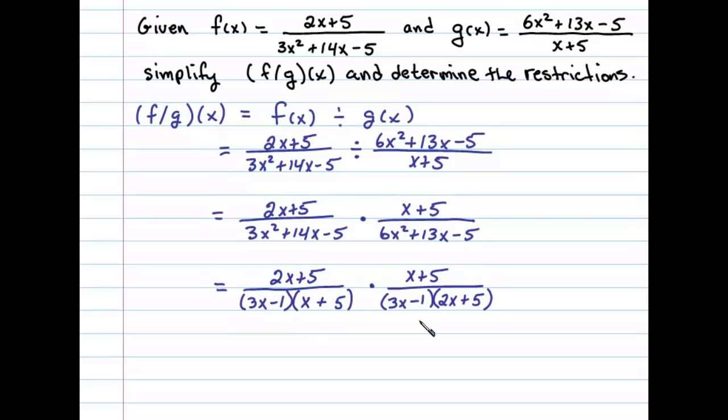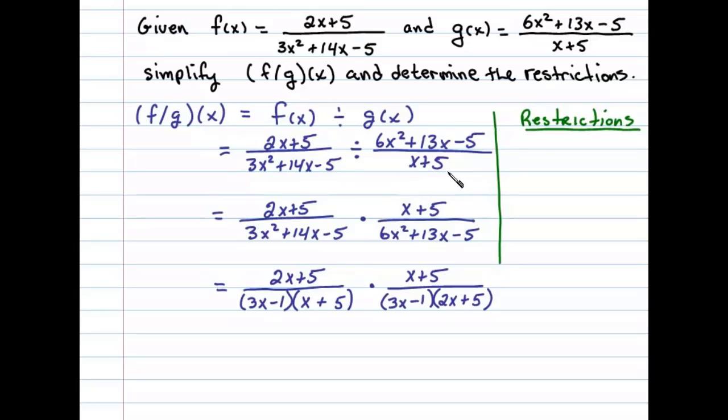Now that we have our algebraic fractions factored, we can then cancel common factors. But before we do that, let's find the restrictions. Now the restrictions are the values that are going to evaluate to 0 in the denominator. Now we'll find those values throughout the entire problem.